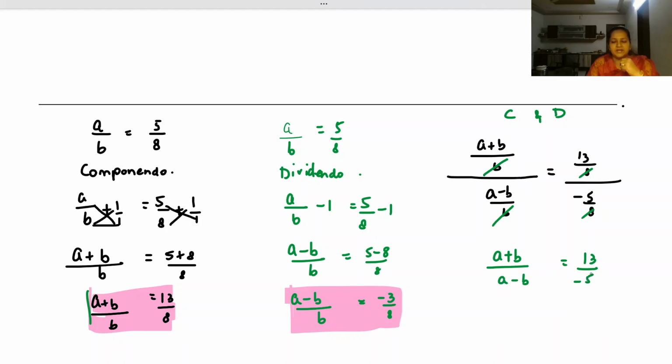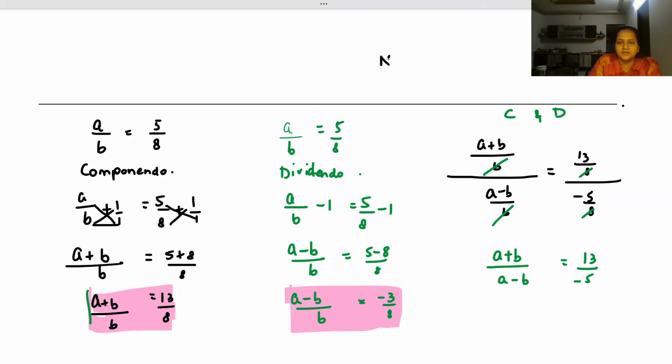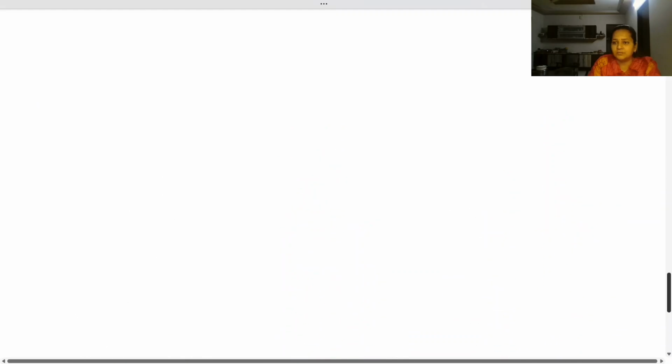That means, to say this in the simplest form, what did we do? We did numerator plus denominator upon numerator minus denominator. This is called componendo and dividendo together. I hope it is clear. I hope everyone has understood what is componendo and dividendo and where to apply them.